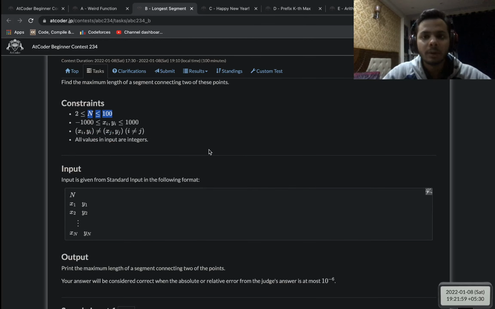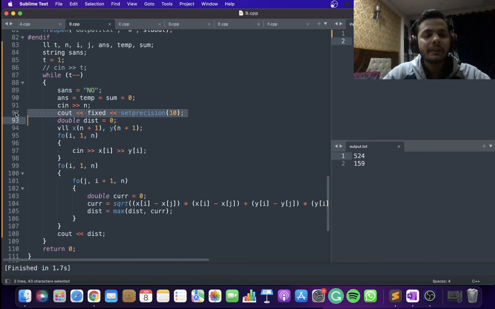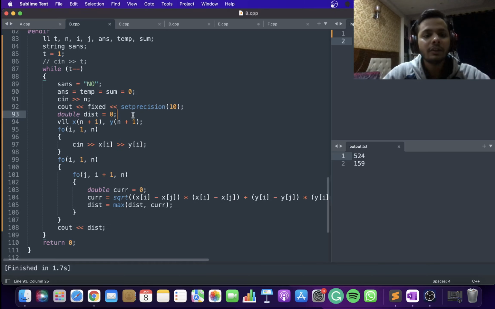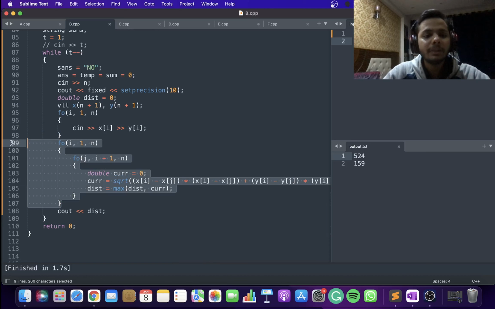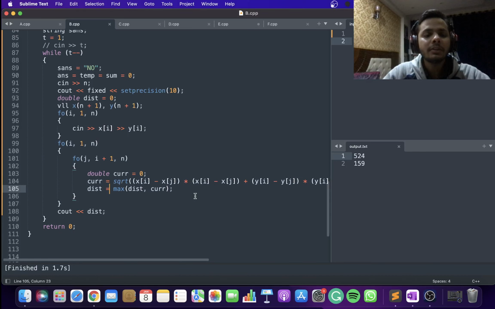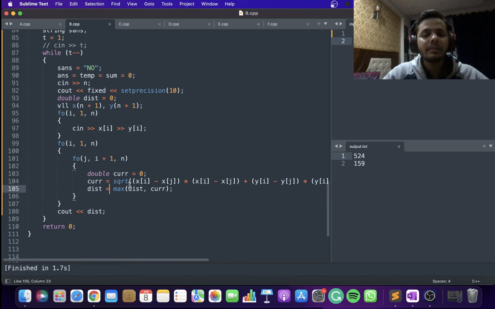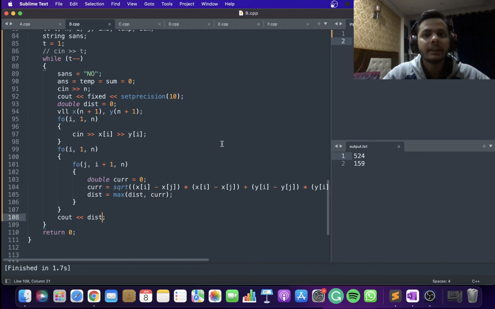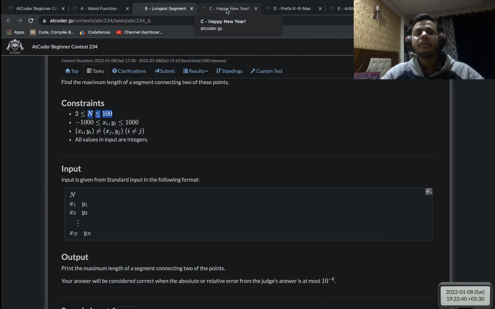Let's just have a quick look at the code. Right, so first of all you write this line so that all the double numbers are output with a precision of 10, and then you take in a final distance, initialized to 0, which you need to maximize, and then read in all these xi and yi values. Then you can just iterate on each pair and find the distance between these 2 points using the square root of (xi minus xj) squared plus (yi minus yj) squared, right? And then the distance will be the maximum of distance and the current distance, and that's it. You can finally output distance and you will get the correct answer. So yeah, this completes the solution to problem B as well. Moving on, let's talk about the third problem now.